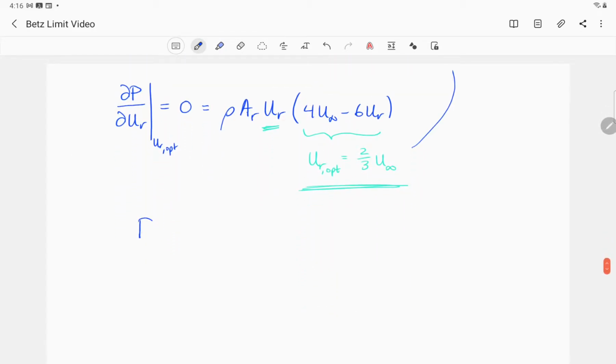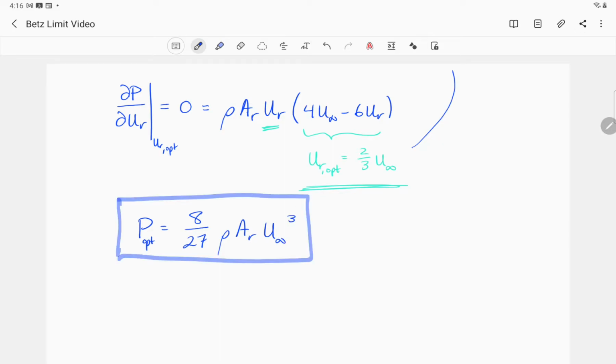And from that we get optimal power being equal to 8/27 rho AR u infinity cubed. Now, it's important to note here that we have a dependence on u infinity cubed. So think about that just for a moment.